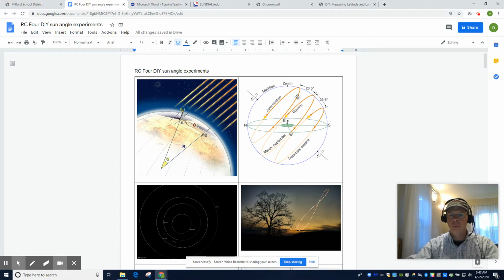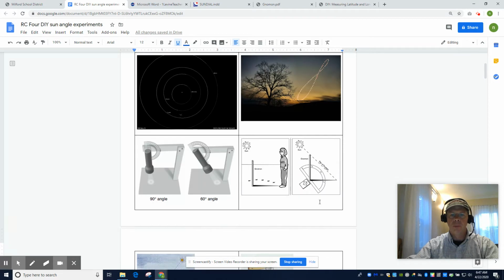Obviously the sun moves throughout the sky during the day, but it gets a little bit more complicated because the Earth is orbiting the sun. The sun moves throughout the sky according to the season too. So these are introductory experiments.